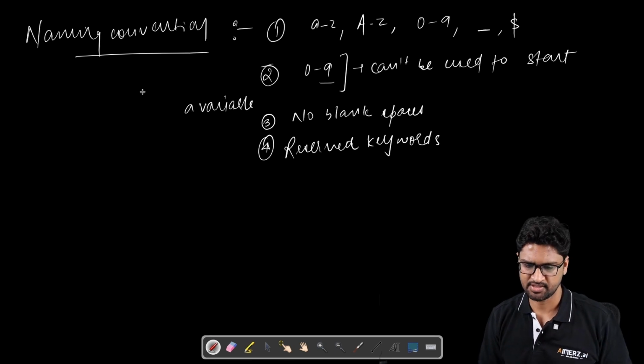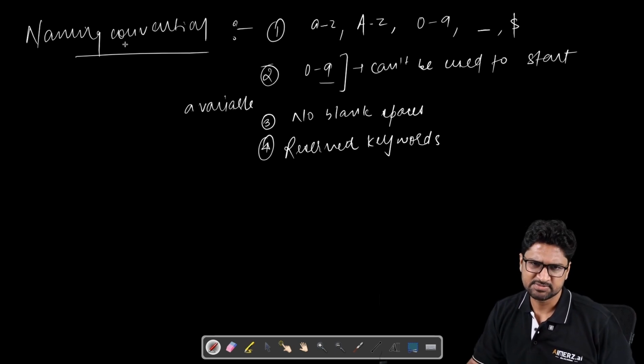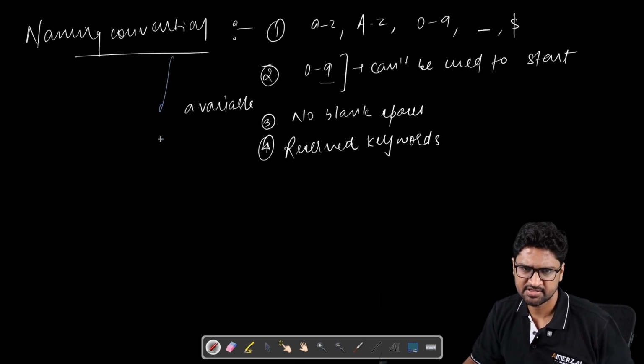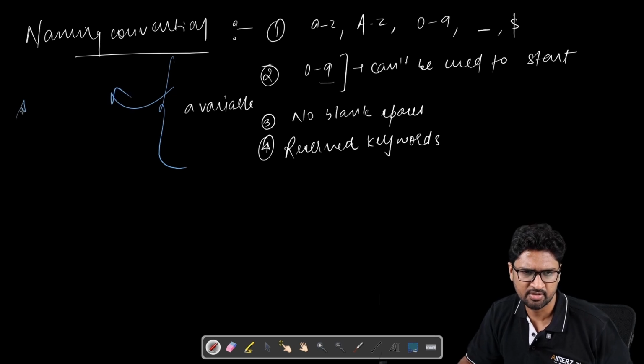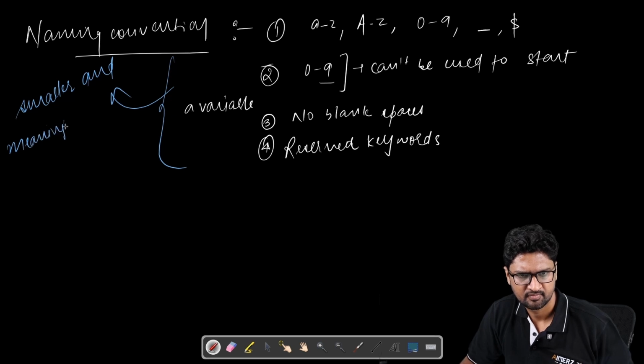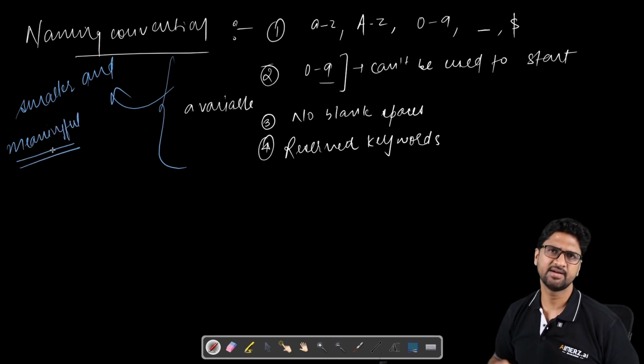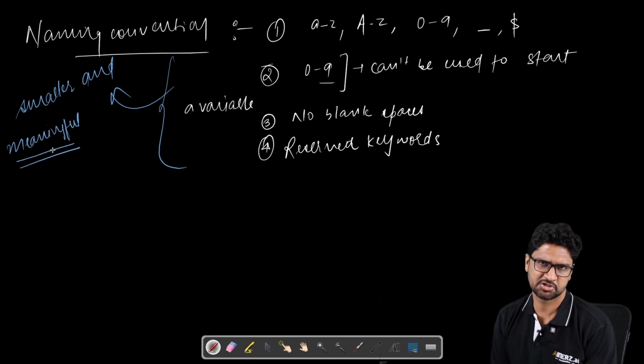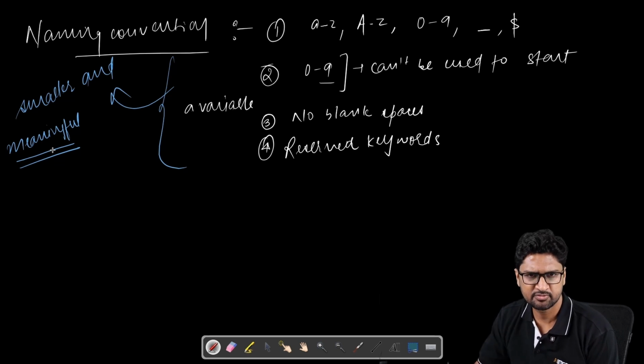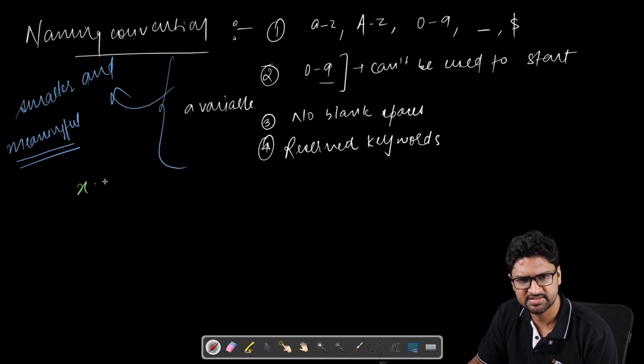And last but not the least, it's a normal suggestion that you should try to keep your name smaller and meaningful. What that means is, let's say you have to store the age. One of the ways is to store age as x equals 5, let's say.